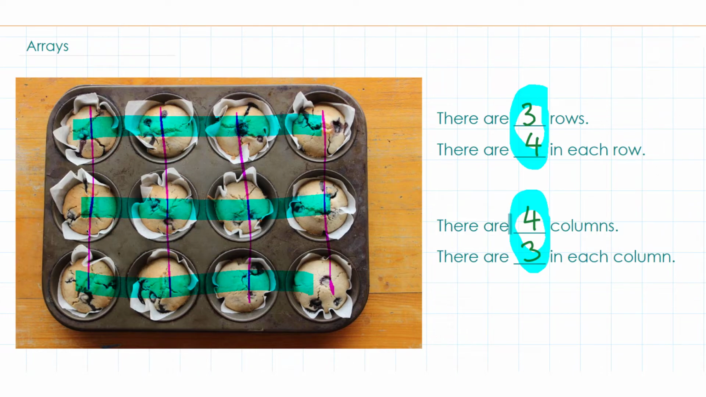And that's always going to be the case with an array. Why is that? Can you explain? We have already looked at it. If you think about, there's 3 rows. How many are in each row? Well, it's going to be how many columns you have. Isn't that right? Because these are the columns. And same the other way around. I hope that makes sense.